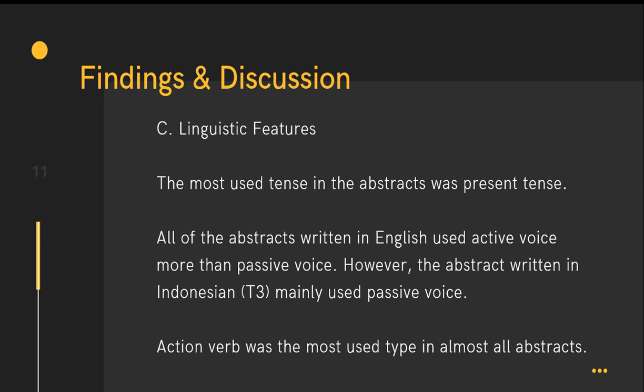This indicates that regardless of the educational background that is related to English, the habit and style when writing using a certain language remains. Passive voice is known to be used more frequently when using Indonesian language. As for the verbs, action verb was the most used type in almost all abstracts.